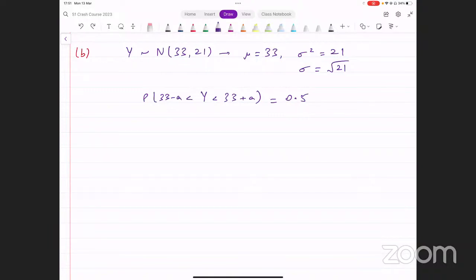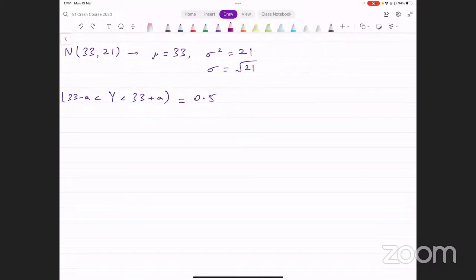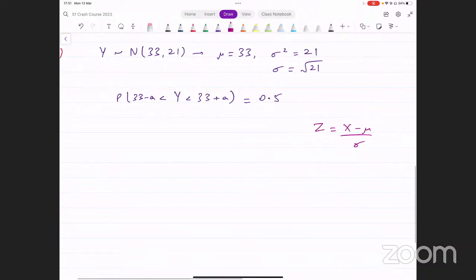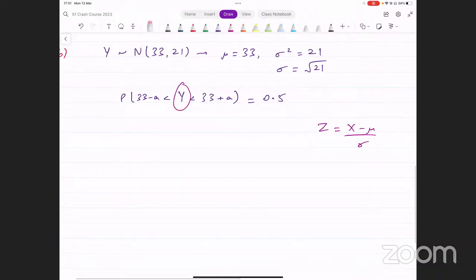What we can do here is we can first convert it to Z and see what these values correspond to when written in terms of Z. Remember the formula? Z equals X minus mu over sigma. That's the formula that connects Z and X. Now, in place of X here, we have Y. So we could just replace it with Y, right? It's just any variable. So this could be Y.